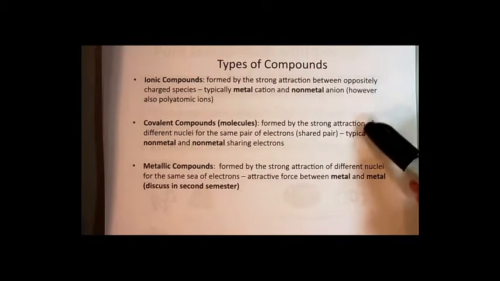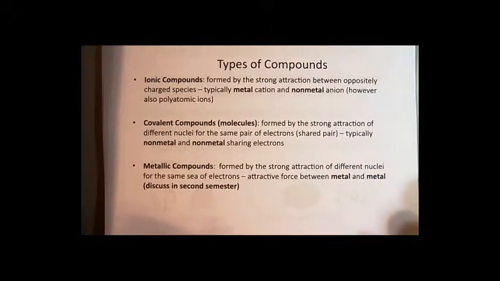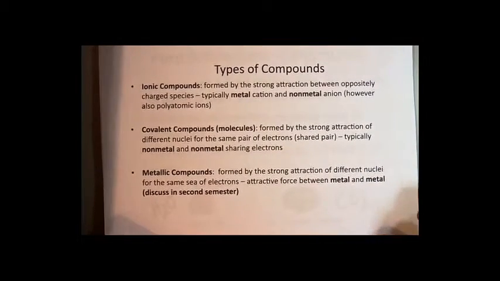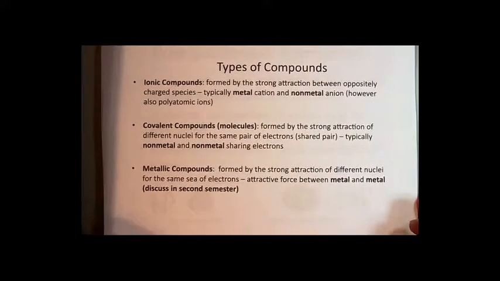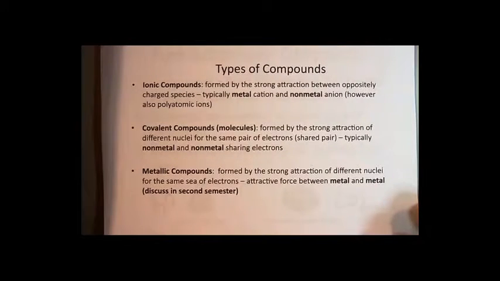The 2 types of compounds that you need to be familiar with are ionic compounds and covalent compounds. Because they have different rules for naming them, you have to be able to identify: am I looking at an ionic compound or a covalent compound?